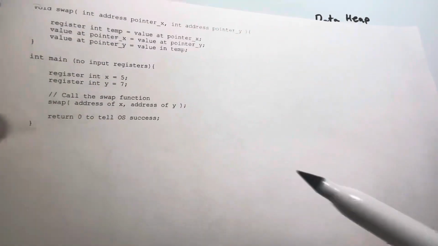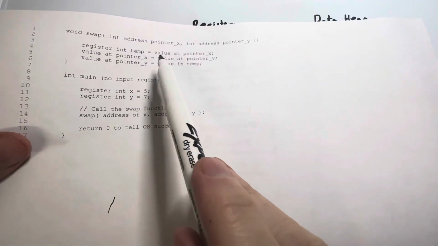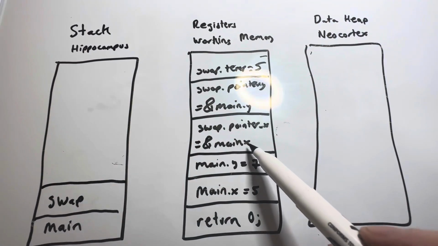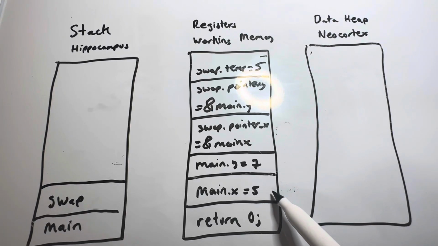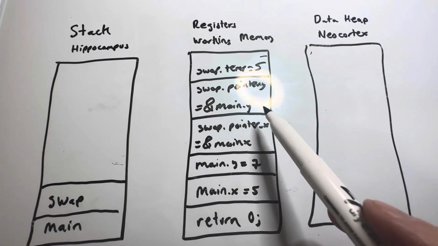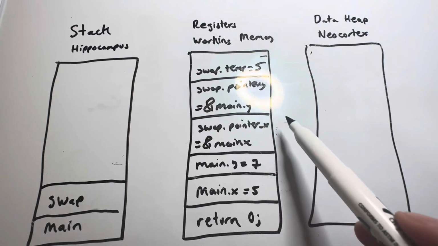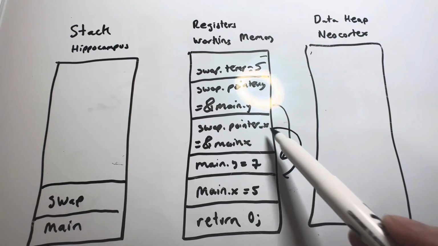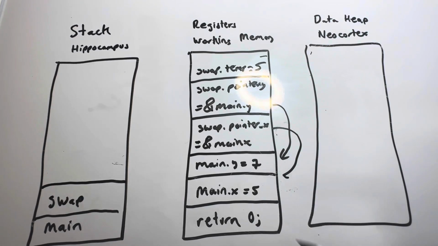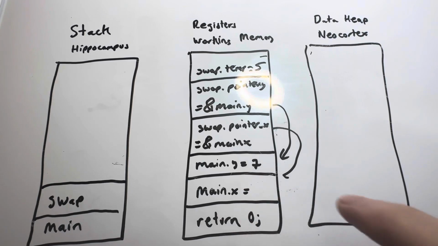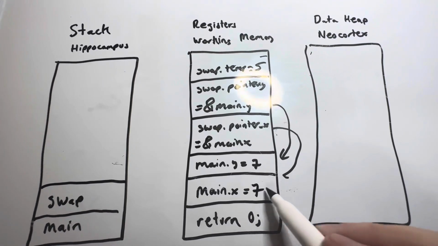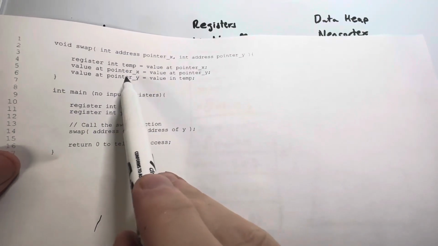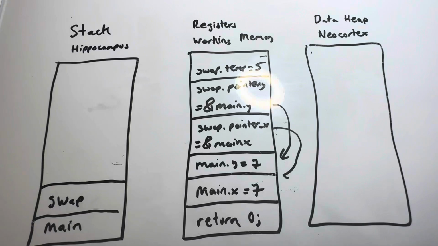Then I say the value at pointer x is equal to the value at pointer y. So the value at pointer x, which is currently pointing to 5, is going to be equal to the value at pointer y, which is here. So we're going to go here, this is a value at pointer x, and make that equal to this value, which means we're changing this to 7. So there you go. You see the value at pointer y is put over to the value at pointer x.